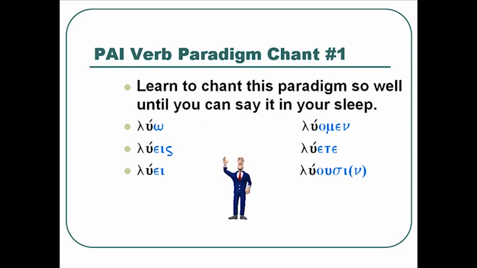Now you'll notice that we switch the accent mark over to the ending when we pronounce it because we're wanting to stress the endings that are on luo, because these primary endings will be put on many of the verbs that we run into. So here's our first chant. You need to learn this to be able to chant through this in your sleep and just get this down so you can do it without even thinking about it. Okay, here goes. Our first chant.